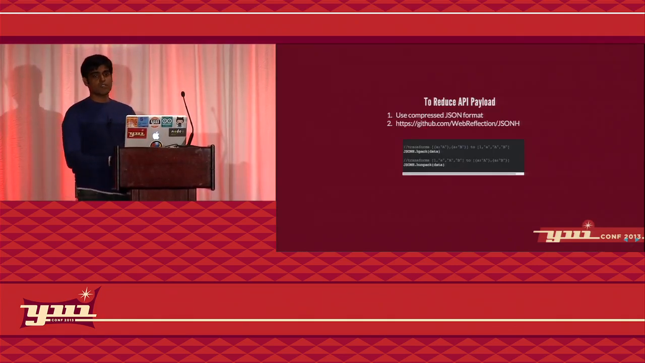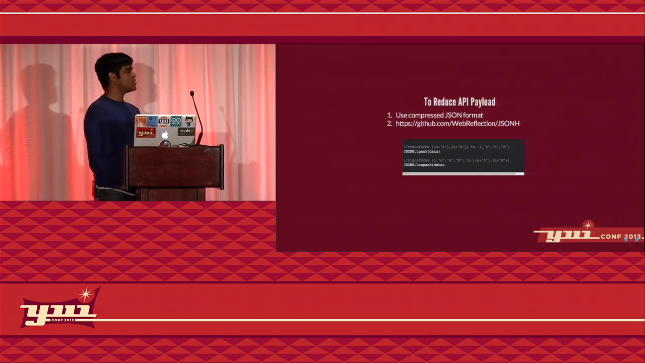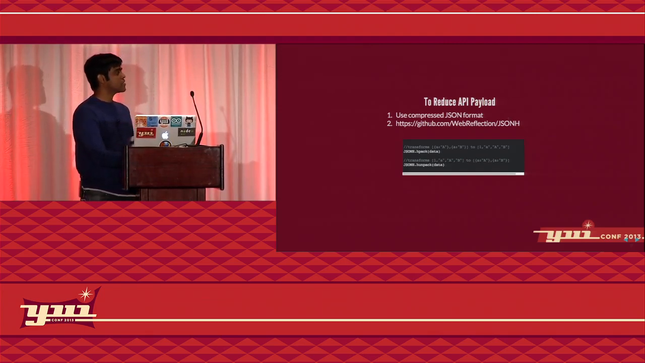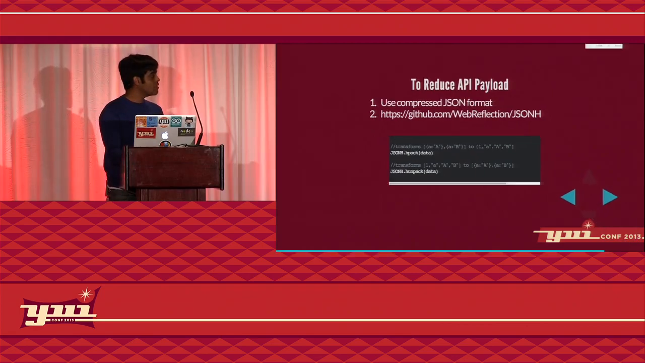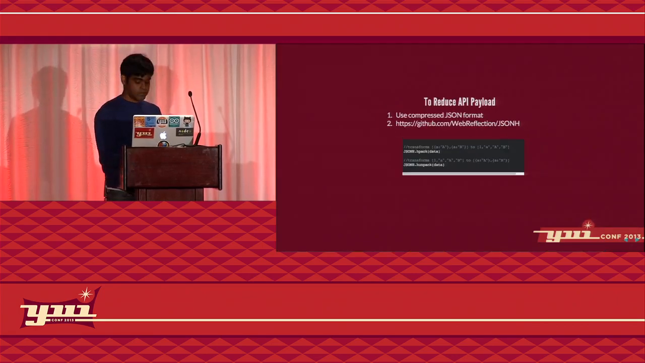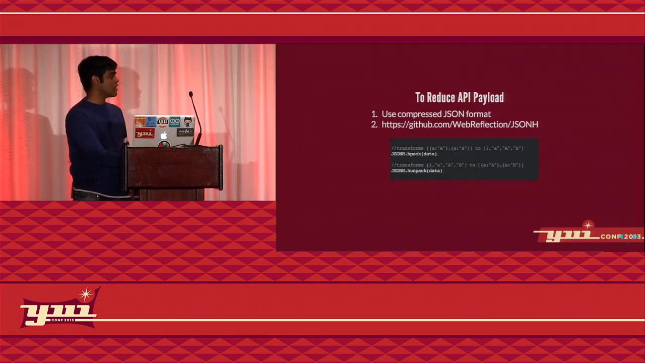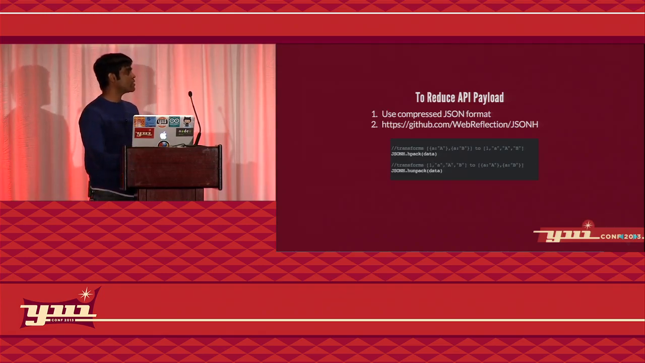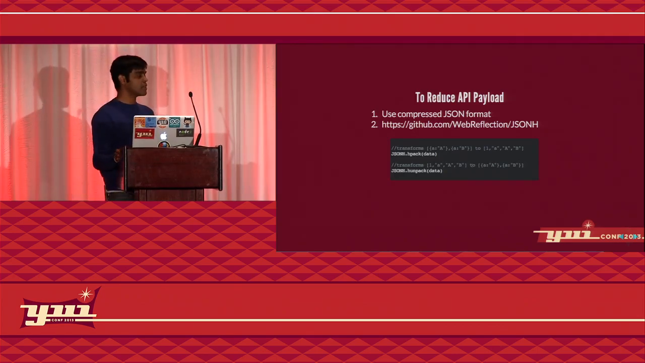Then to further optimize your payload, you can use a compressed JSON format. There is a format called JSONH, which is pretty simple. As you see, JSON has a repetition of keys in every object if you have an array of the same object. To avoid the repetition, it uses another array format where the number of columns, the actual column names and the data are directly serialized into a single array, which is much smaller than the actual JSON.